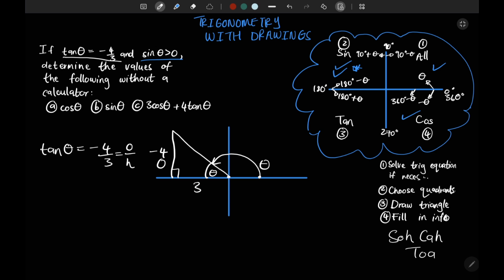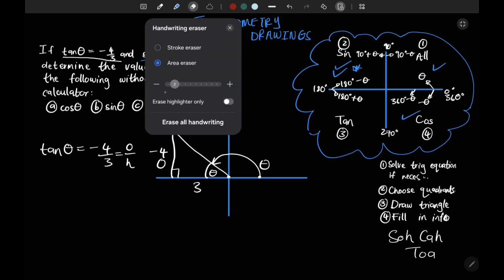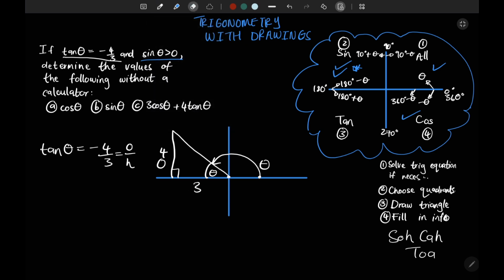However, in the second quadrant, the x value is negative and the y value is positive. So this should be positive 4. And that should be negative 3. That's what I explained in the previous video, what I started with. Okay, we have the two sides. Now let's solve for the hypotenuse.